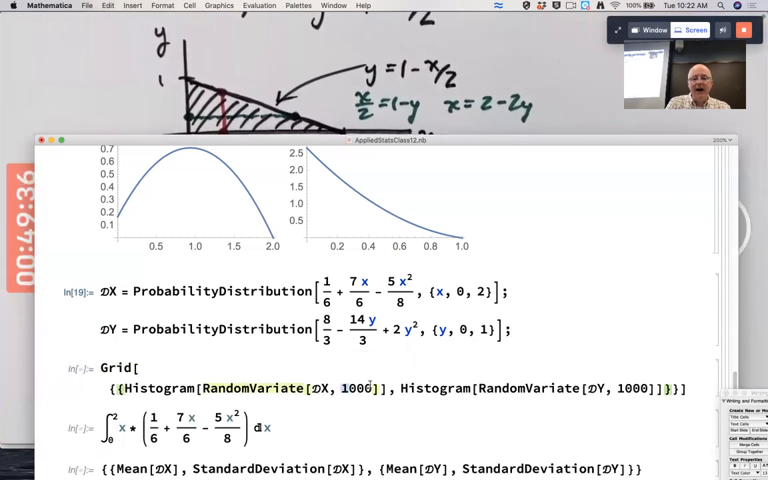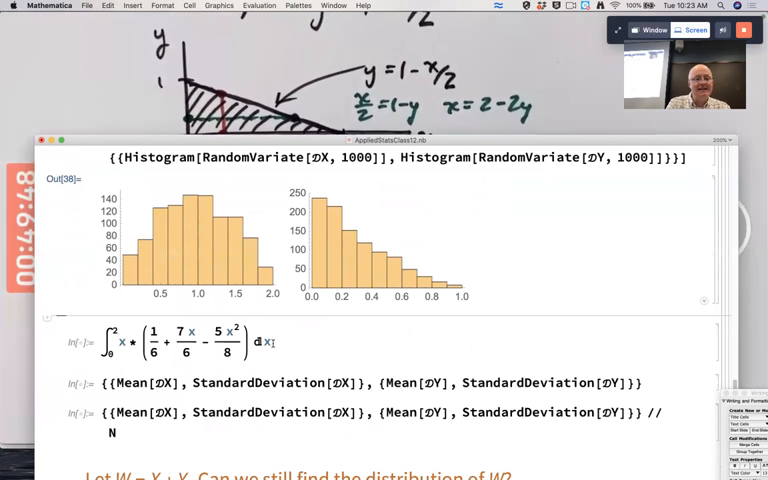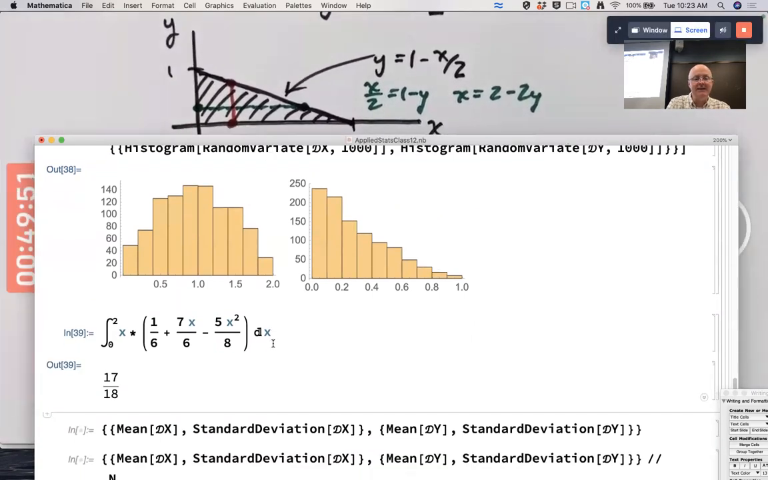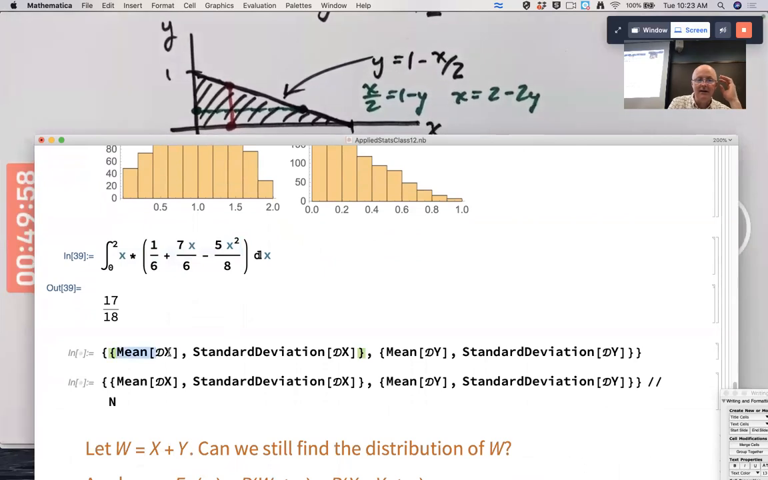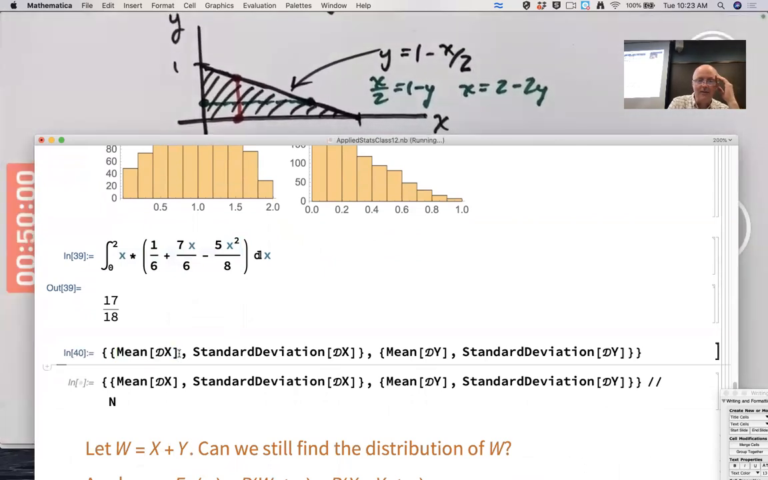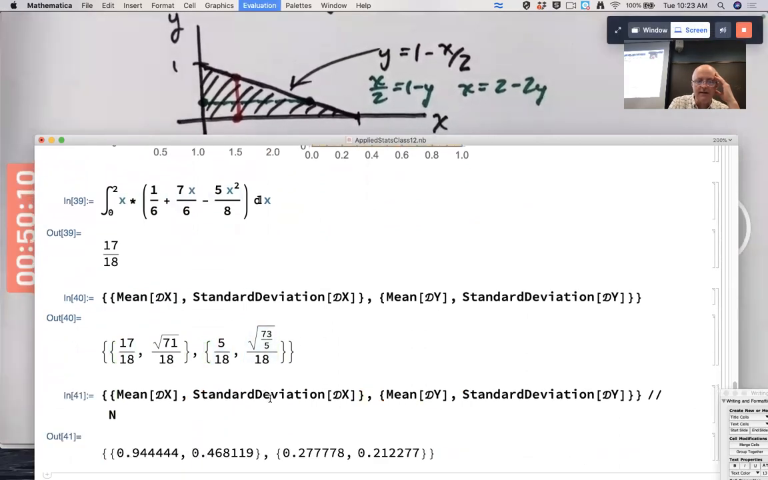And here I'm doing 10,000 samples of size 1,000 and then making histograms as well. Hey, yeah, it kind of looks like the shapes of those PDFs. What are the means? The mean of X is 17/18. That's confirmed with an integral. I can also confirm 17/18 with that simulated distribution. This is the standard deviation of X. Here's the mean of Y, 5/18, and its standard deviation, and those approximate to these numbers.